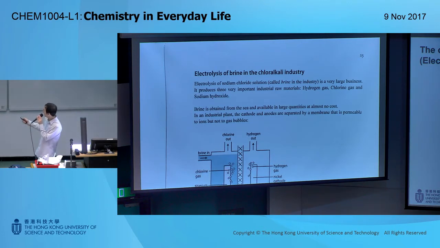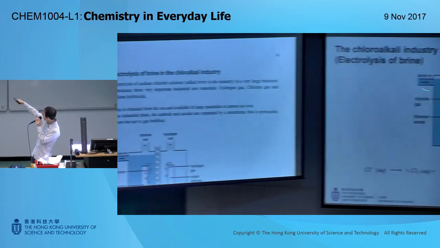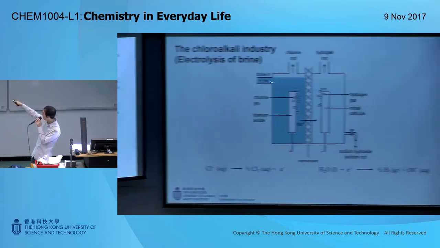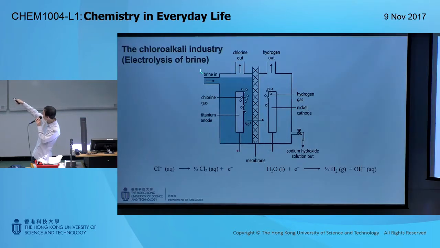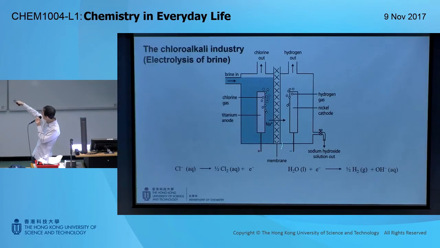So basically, brine is a free of charge raw material. Just take it from the sea, and there is plenty of it. And we can change seawater into very useful commodities for the industry. Let's see how we do this. So basically, an electrolysis cell. You can see this is the setup in the industry. There is a pipe for the brine to go in. This is a bit of concentrated salt water, seawater. So concentrated seawater brine goes into the cell, and they are separated by a membrane.